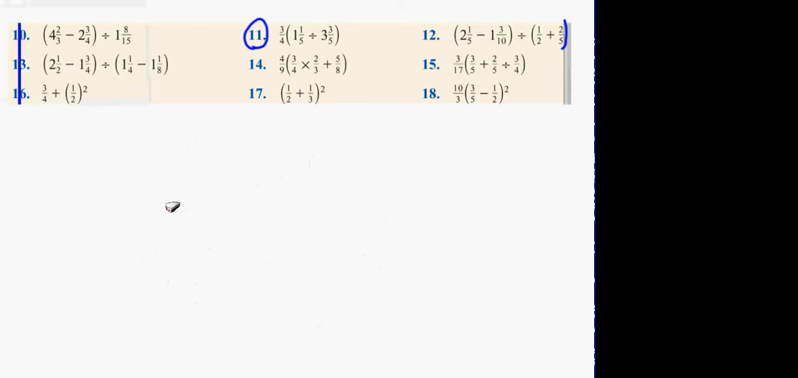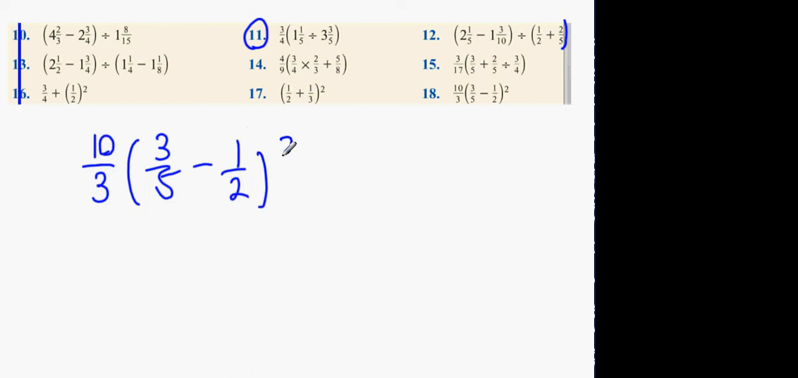Alright, so what's the question, Connor? 10 thirds, bracket 3/5 minus 1/2 bracket, squared. Okay, no worries. Now what's the first part that we have to do? You have to subtract 3/5 from a half, and how do you do that?